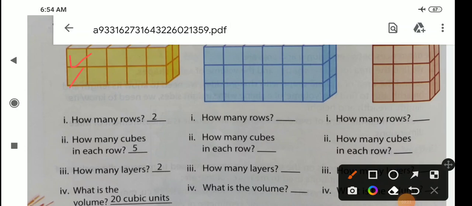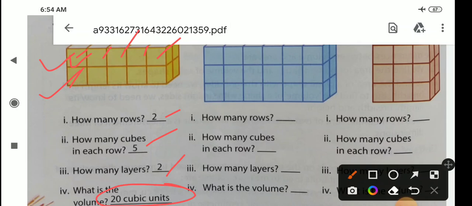Two rows are there. How many cubes in each row? 1, 2, 3, 4, 5. 5 cubes are there. Then how many layers? 2 layers. So we multiply all the numbers. That is 2 multiply 5 multiply 2 is 20 cubic units. And this is the volume of this cuboid.